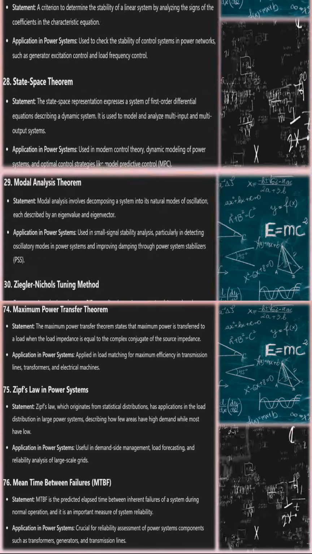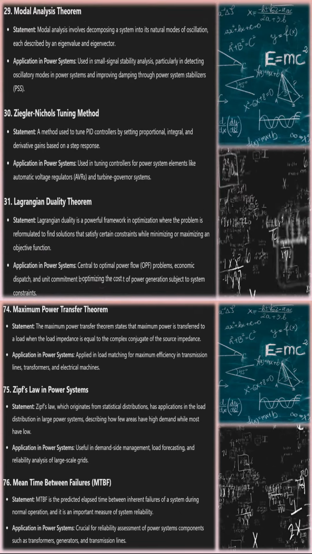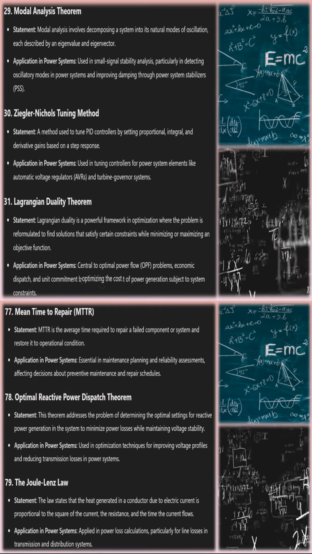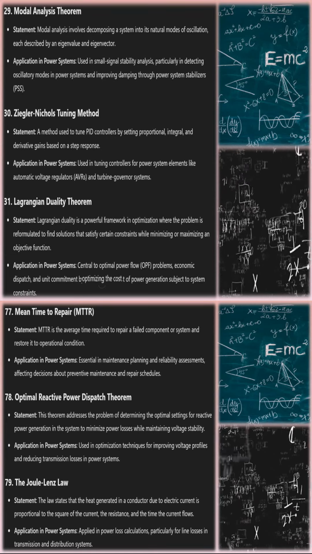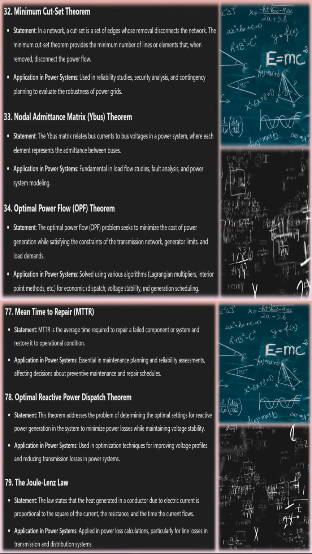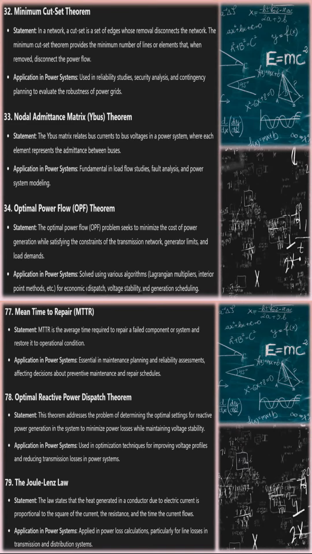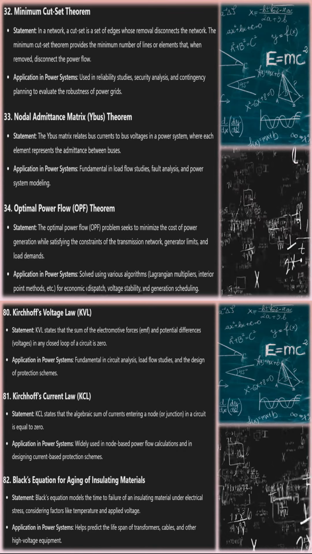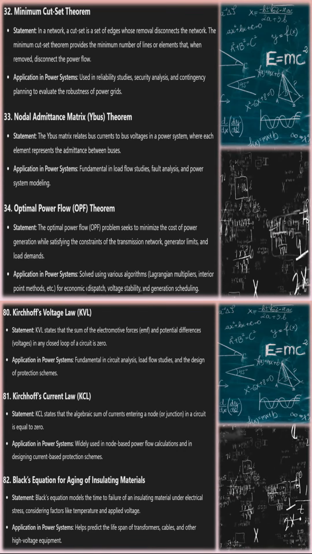Superposition theorem: in a linear network with multiple independent sources, the current or voltage at any point in the network can be found by algebraically summing the contributions of each source acting independently, with all other sources replaced by their internal impedances. Application in power systems: useful for analyzing networks with multiple sources, like generators in a power grid.